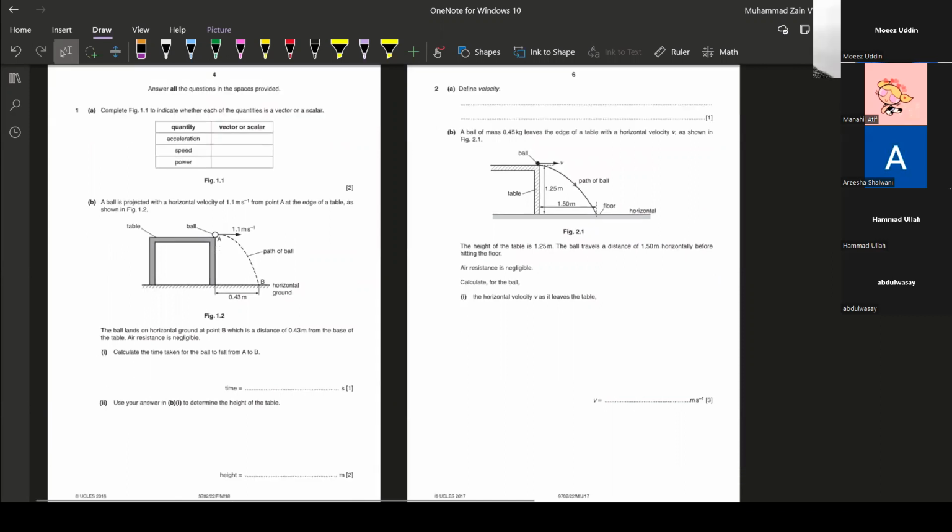Okay, so this question, quantity: which of these are scalar and which are vector? We know this, if you're good in your theory, you know acceleration is a vector quantity, speed is a scalar quantity, and so is power.